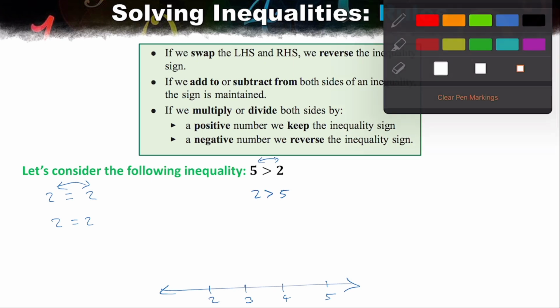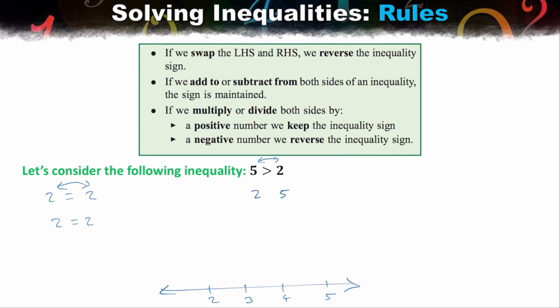So if we ever rewrite this the other way around, we actually have to change the sign of our inequality to make the statement true. We can change it around anytime we want, but we just have to remember that if we swap the left-hand side with the right-hand side, we reverse the inequality sign.